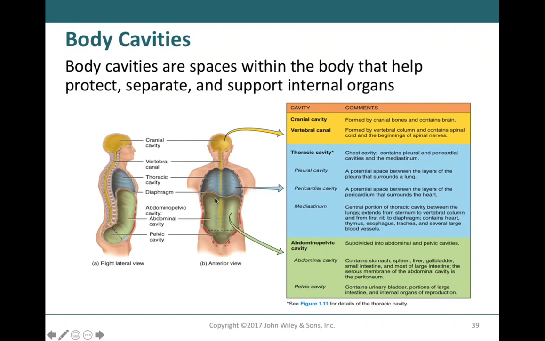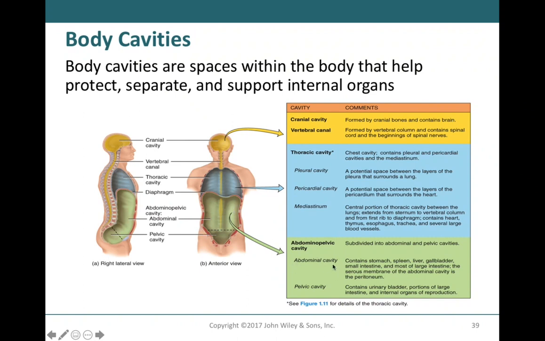Now the abdominal pelvic cavity can further be split into the abdominal cavity and the pelvic cavity. So the abdominal cavity is found up here more in the abdominal region, or where your abdomen is, and the pelvic region is found here closer to the pelvis.